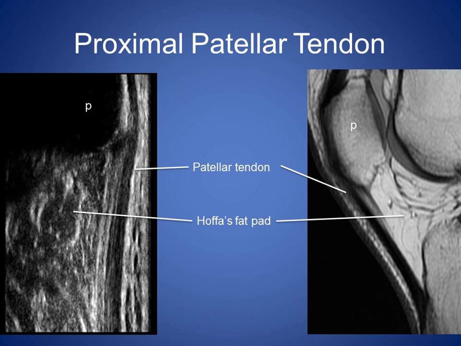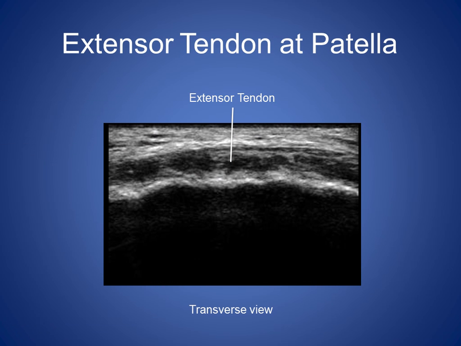So the patellar tendon again has a uniform hypoechoic fibrillar appearance, and you can see Hoffa's fat pad deep to that. It's always good to just peek at Hoffa's fat pad, make sure there's no lesions in there. And just a word about the extensor tendon at the patella.